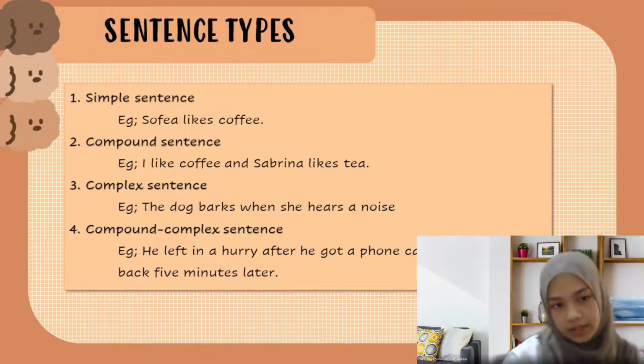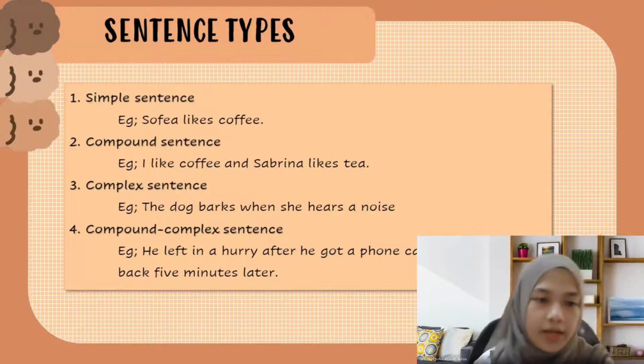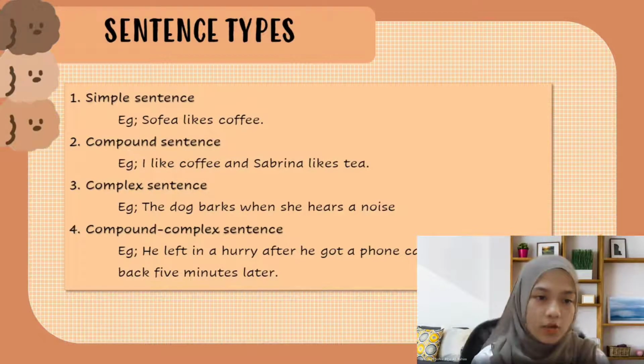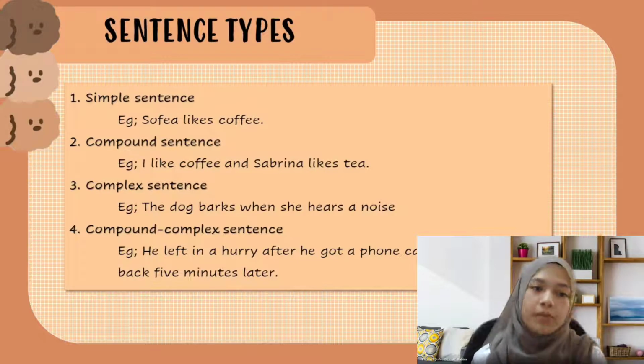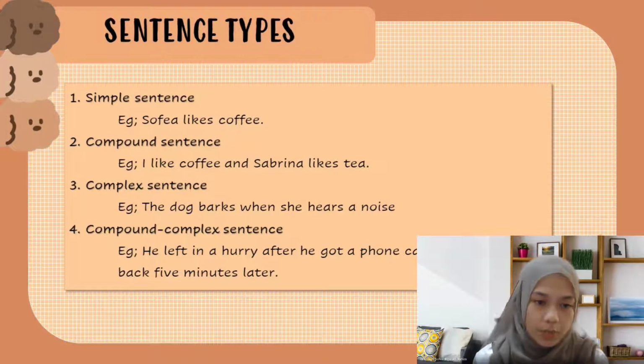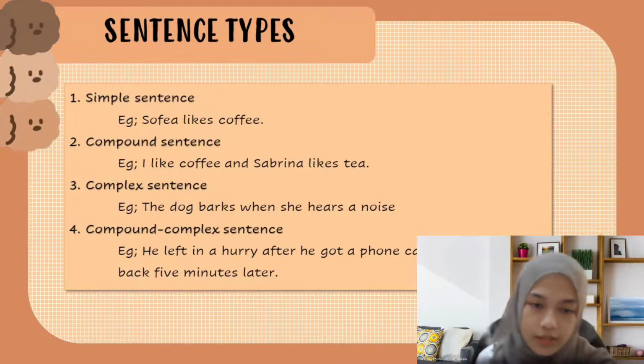So the third one is complex sentence. A complex sentence consists of an independent clause plus a dependent clause. A dependent clause starts with a subordinating conjunction or a relative pronoun, and it also contains a subject and verb, but does not express a complete thought. For instance, the dog barks when she hears a noise.